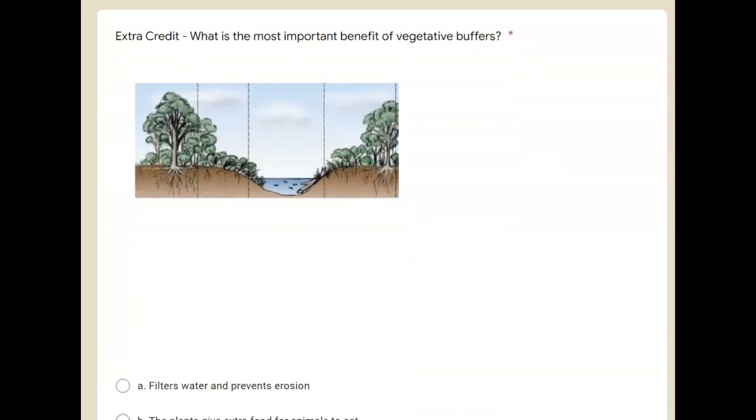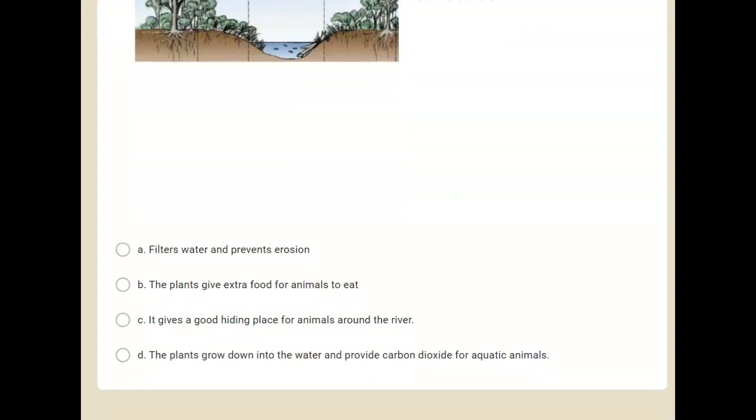Extra credit. What is the most important benefit of vegetative buffers? A. Filters water and prevents erosion. B. The plants give extra food for animals to eat. C. It gives a good hiding place for animals around the river. And D. The plants grow down into the water and provide carbon dioxide for aquatic animals.